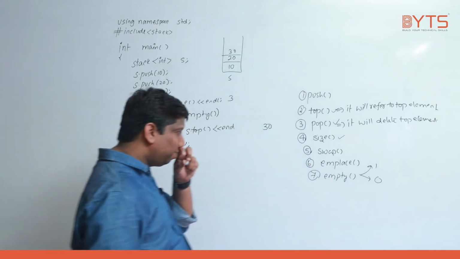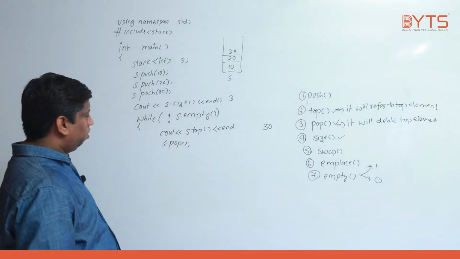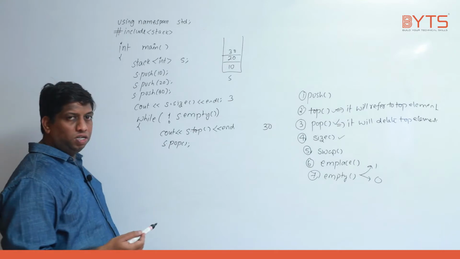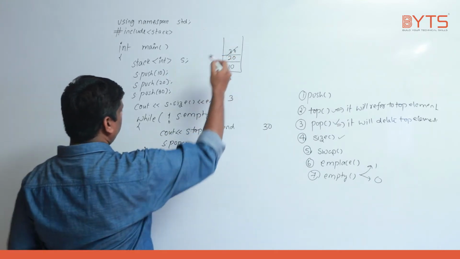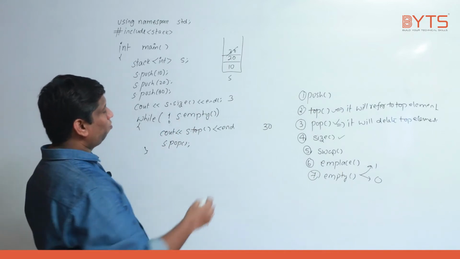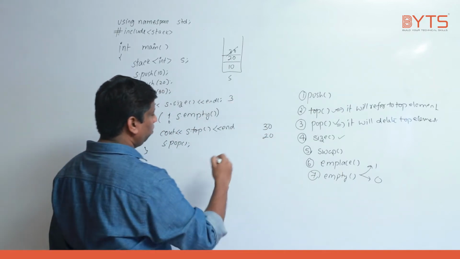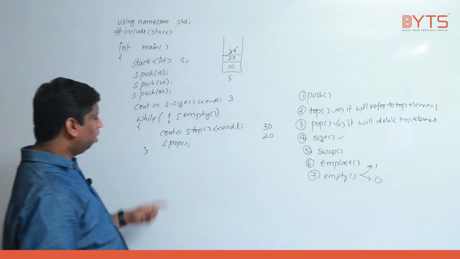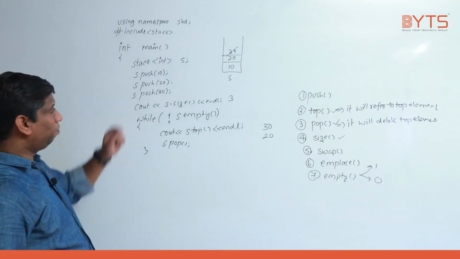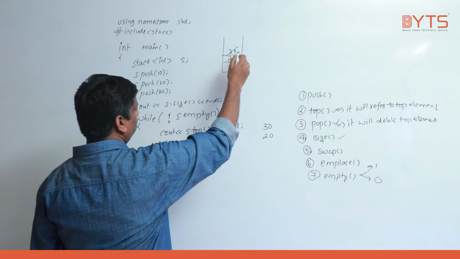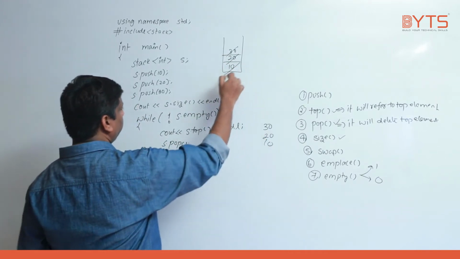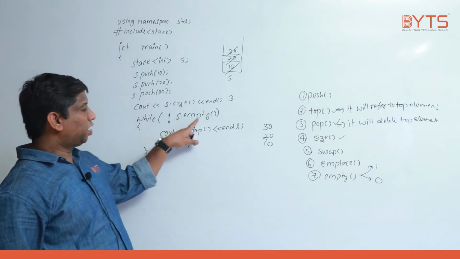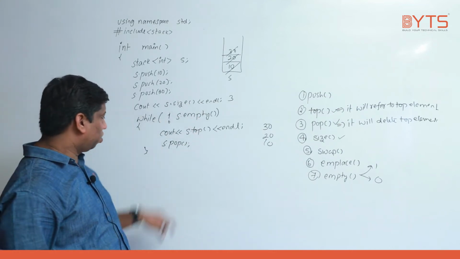Okay, fine. Now try to see: s.pop, 30 popped. End of the loop, stack is not empty, s.top. What is top? 20. Endl. Again s.pop, so I'll come here, 20 completed. Stack is not empty, s.top, 10. 10 is popped, end of the loop, s.empty. Stack is what? Empty. Empty means 1, not 0, so we come out of the loop, right?